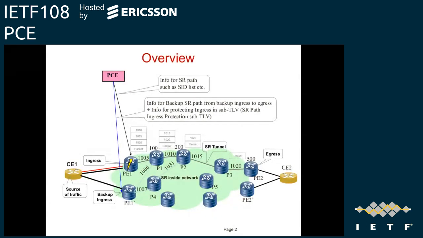This information will include the SIDs for the backup path from the backup ingress node to the egress node. In addition, we also need the information for protection. For example, what ingress node we're going to protect by the backup ingress node. And then, what kind of traffic will be transported by the SR primary path? Sometimes we also have service information, such as service label or service ID in the packet. This information will also be included in the information to be sent from the controller PCE to the backup ingress node.